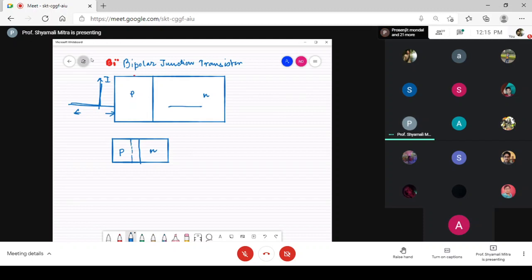So this is the scenario in which the majority carriers cross the junction. The majority carrier electrons passing through this junction leave behind the donor ions, and the holes leave the acceptor ions. These are the negatively charged ions on the left hand side, and these are the donor, positively charged ions on the right hand side.